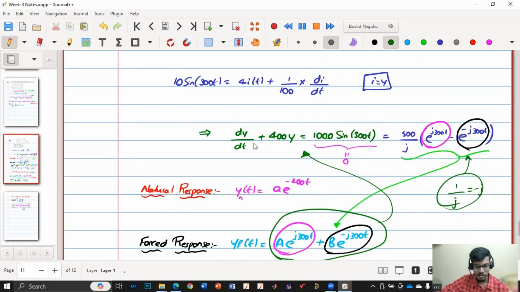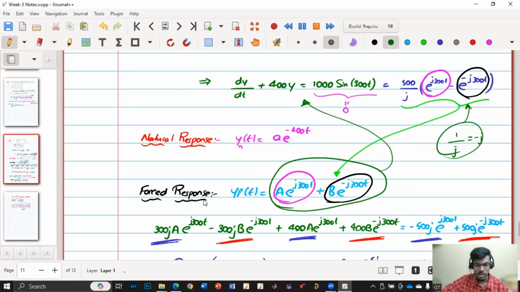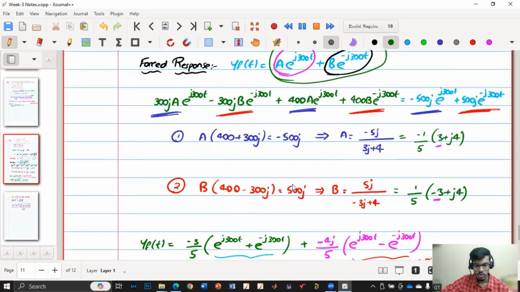One is the natural response. Natural response is coming from this LHS side, which is giving a into e to the power minus 400t. And the forced response is coming from the RHS side. On the RHS side we have e to the power j 300t and e to the power minus j 300t. So I have considered two terms. One is a into e to the power j 300t. The other one is b into e to the power minus j 300t. After this, I substituted here, and then I got two equations, two unknowns, and I have solved to get a and b.